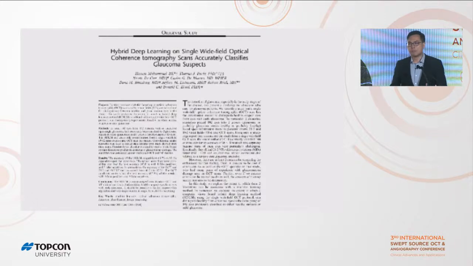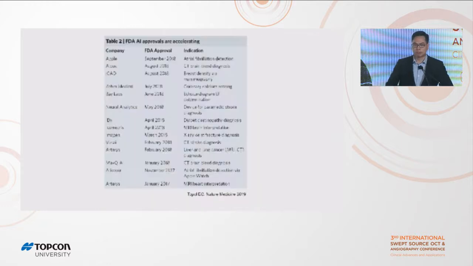Would OCT be the future of AI instead of optic disc photographs? It can be. Here is a paper done by Dr. Hood. This is not a pure deep learning paper, but he is using a concept called hybrid deep learning. He adopted AlexNet, using the same weights of this neural network, and put the outputs of the neural network into a random forest to come up with parameters to help differentiate glaucomatous from non-glaucomatous eyes.